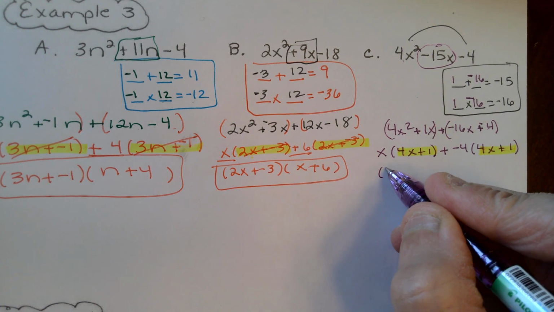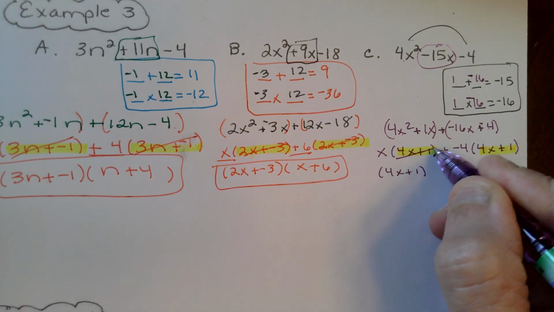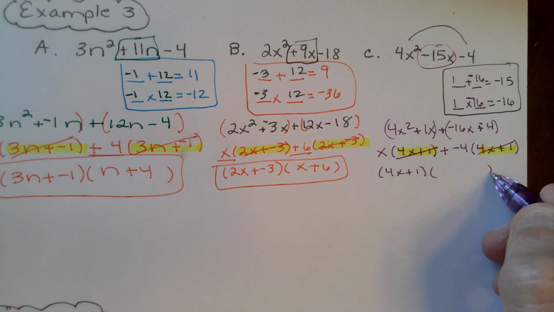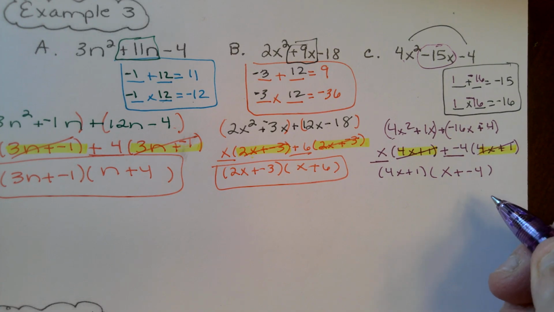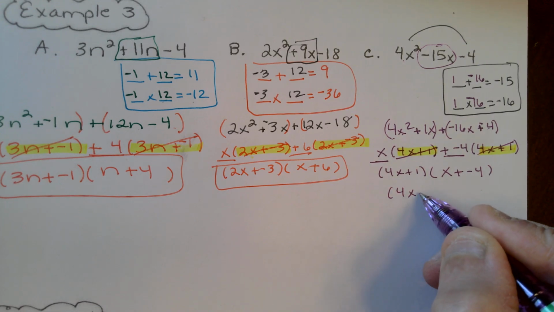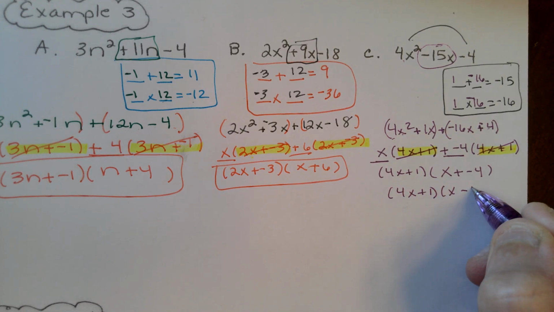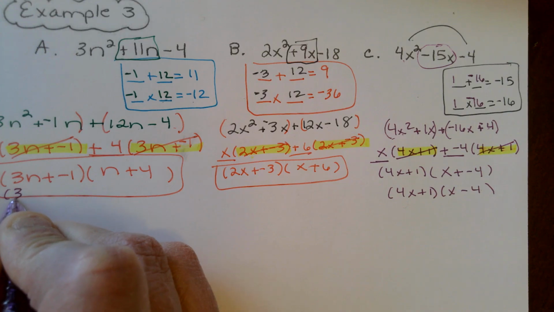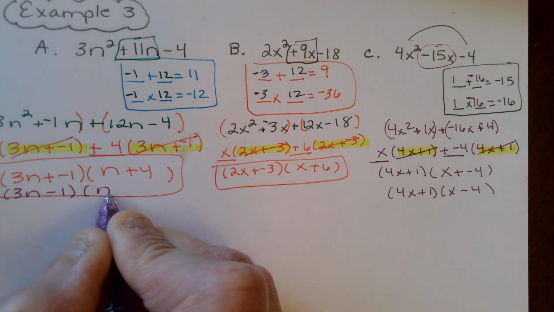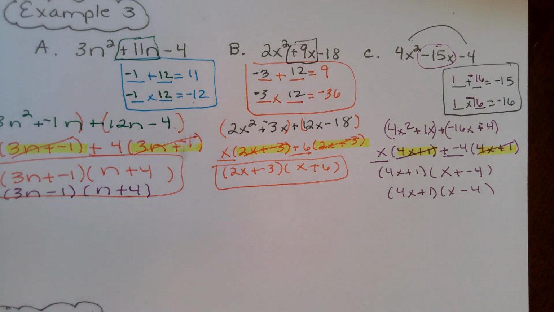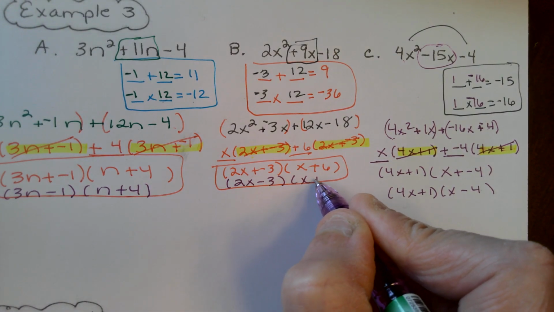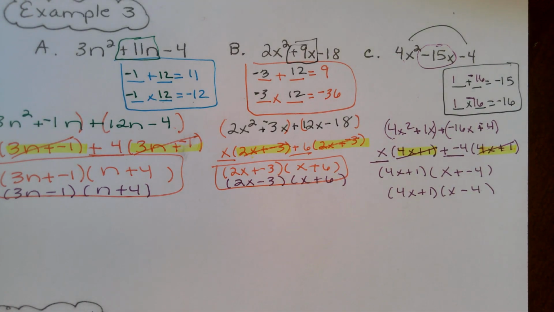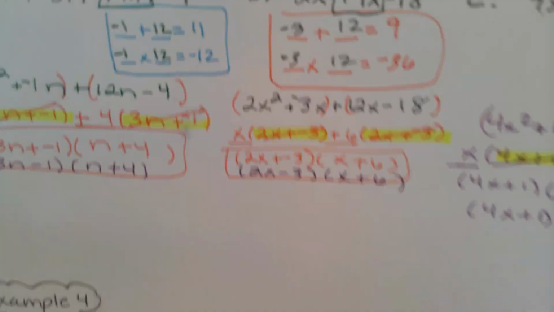So I take out the 4x plus 1, gone and gone, and now I put what's left? x plus a negative 4, or of course same as x minus 4. This one's the same as 3n minus 1. This is the same as 2x minus 3. Last one, then we're all set.